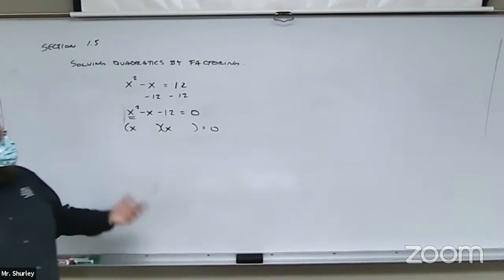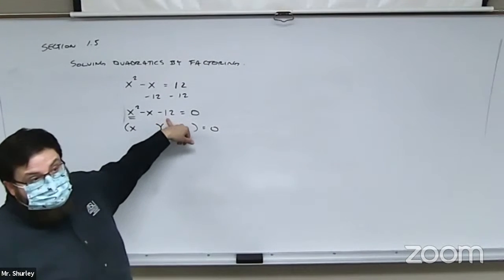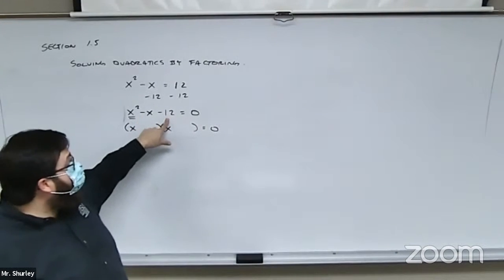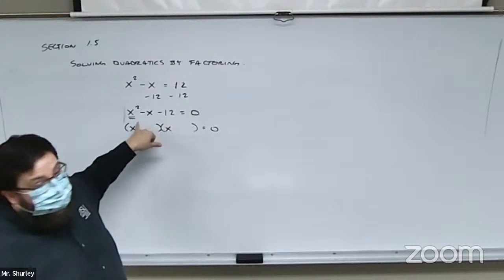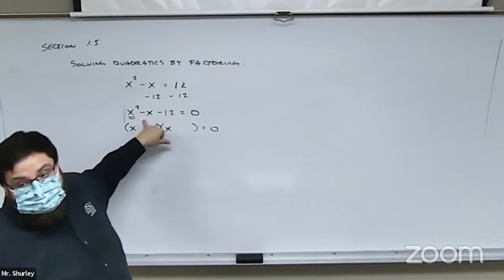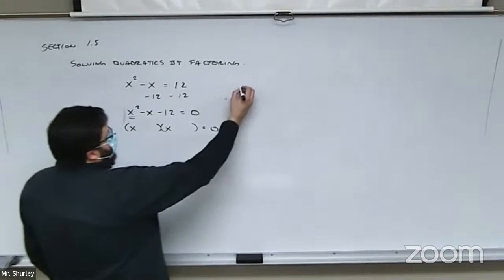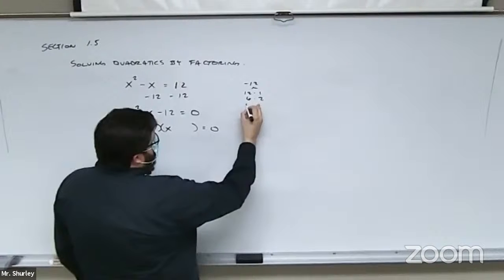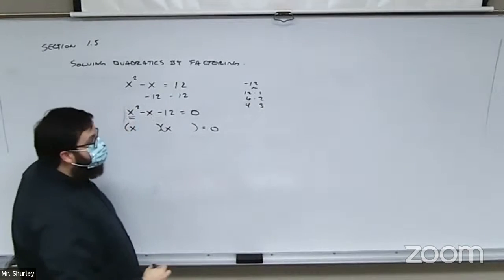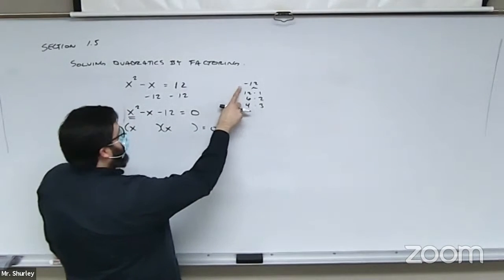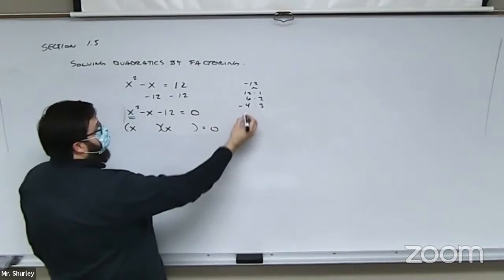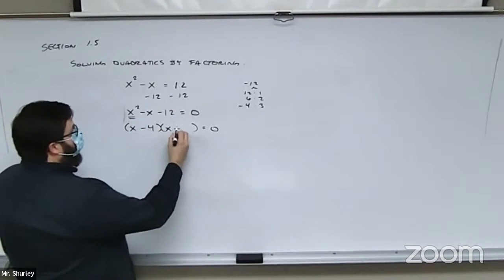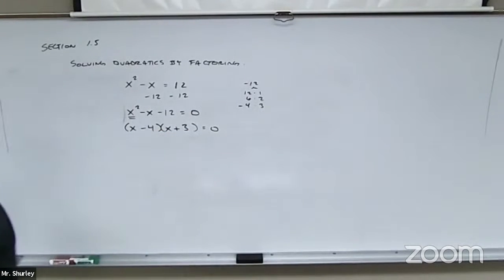And then all we have to do is think about, well, what two numbers multiply to give me negative 12 and add to give me negative 1, okay? Multiply to give me the constant, but add to give me the coefficient of the middle. Well, if you want to write it on the side, 12 is 12 times 1, 6 times 2, 4 times 3. One of them has to be negative, right? And it's got to add up to negative 1. Oh, boom, there it is. It's negative 4 and 3. So minus 4 plus 3.